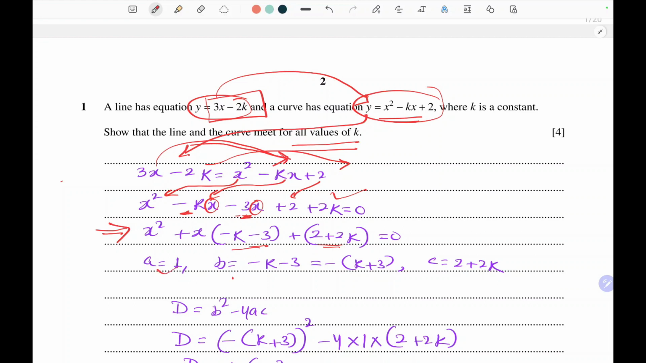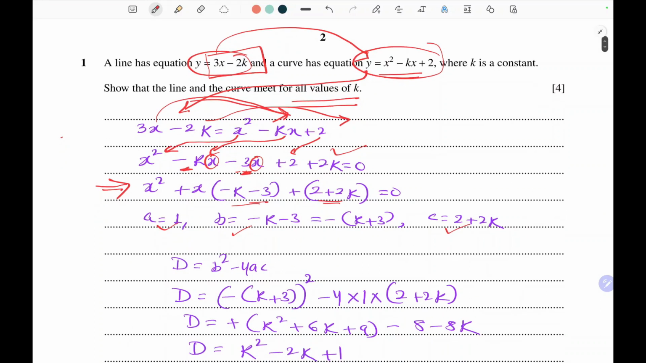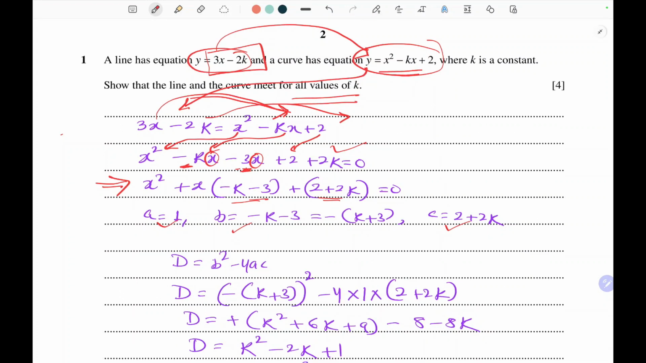So now we have a, we have b, we have c. Now we will use the discriminant concept: if d is greater than 0 or greater than or equal to 0, then we can conclude that for all values of k, d is positive, so definitely we will have two values of x. It means they are intersecting. So d is b squared minus 4ac, which is minus bracket k plus 3, that whole squared, minus 4, a is 1, c is 2 plus 2k.